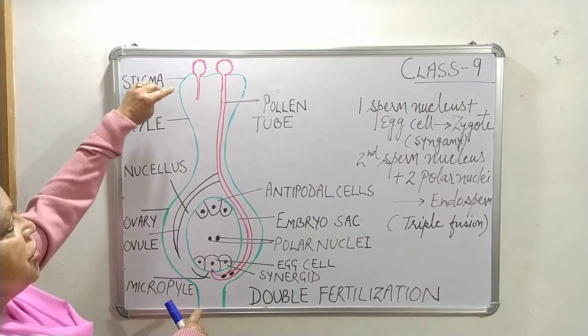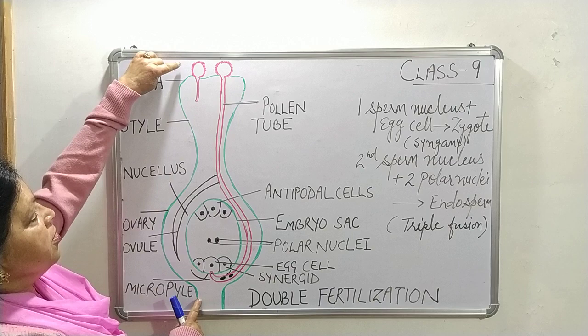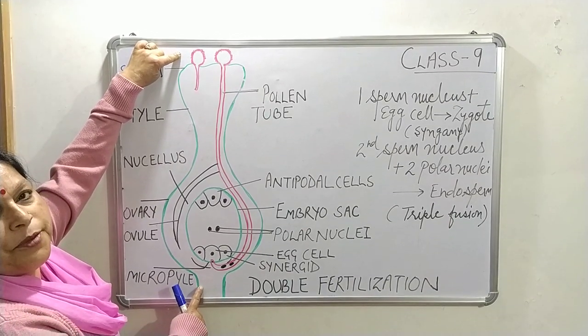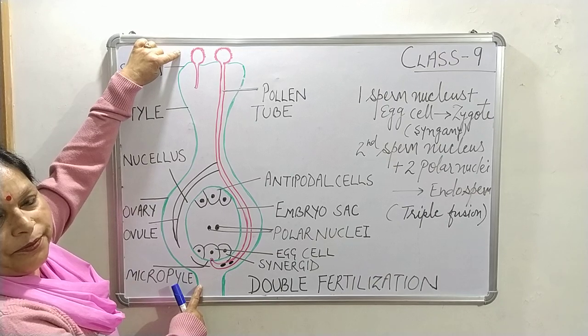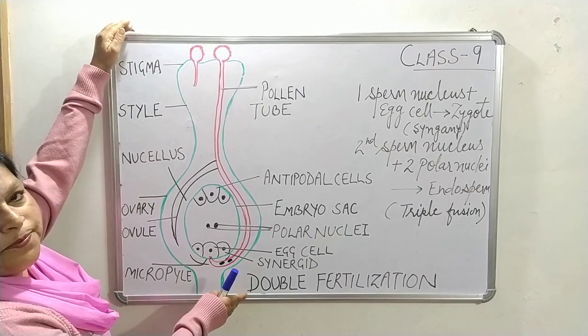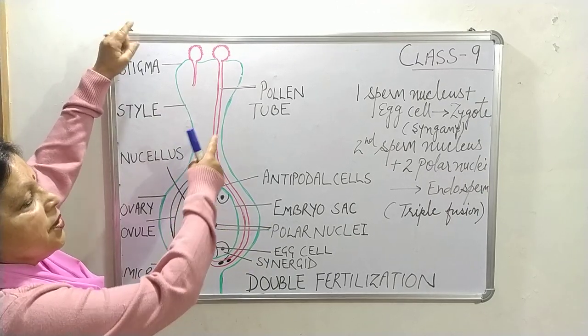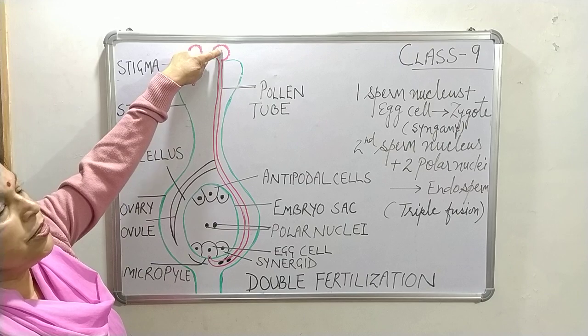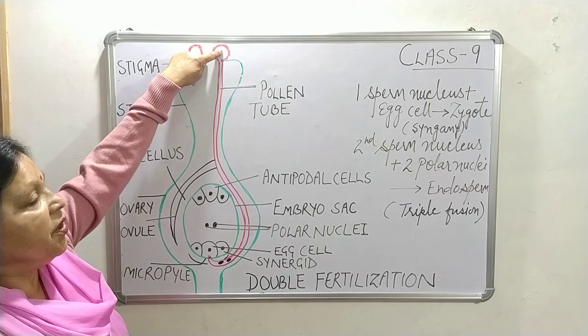This is the structure of the pistil. From here to here, this is the structure of the pistil, which is the female part of a flower. You all know the other parts of a flower: the sepals, the petals, the stamens and the pistil. Now pollen grains have been deposited on the top of the stigma.